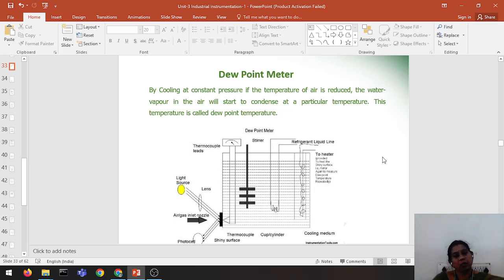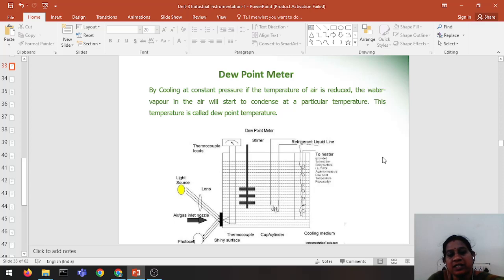First, let us understand what is the dew point temperature. If, by cooling at constant pressure, the temperature of air is reduced, the water vapor in the air will start to condense at a particular temperature. This temperature is called dew point temperature. And what is a device or an instrument which is used to measure the dew point meter?